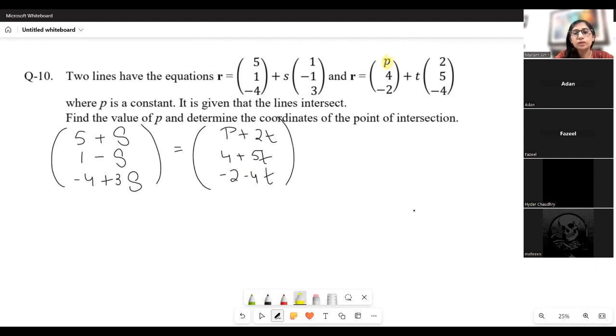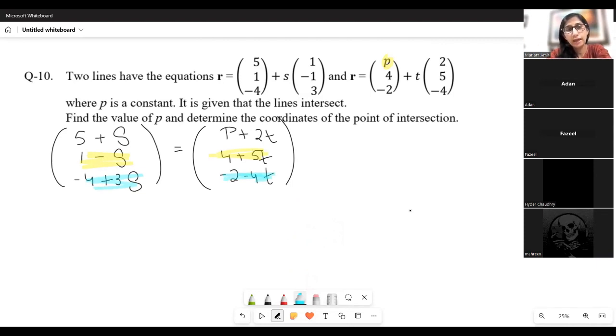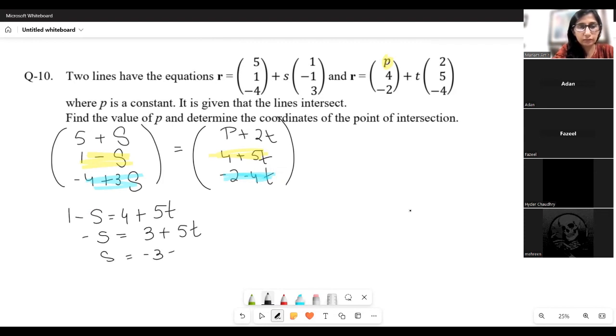Okay. Now the first equation has P, so it has 3 unknown variables, S and P and T. So I'm not going to touch the first equation for now. I'm going to solve this set of linear equations, these two, and get S and T from them, and then substitute S and T in the very first equation and find the value of P. Okay, so I'm getting 1 minus S equals 4 plus 5T. So minus S equals 3 plus 5T, and then S equals minus 3 minus 5T.